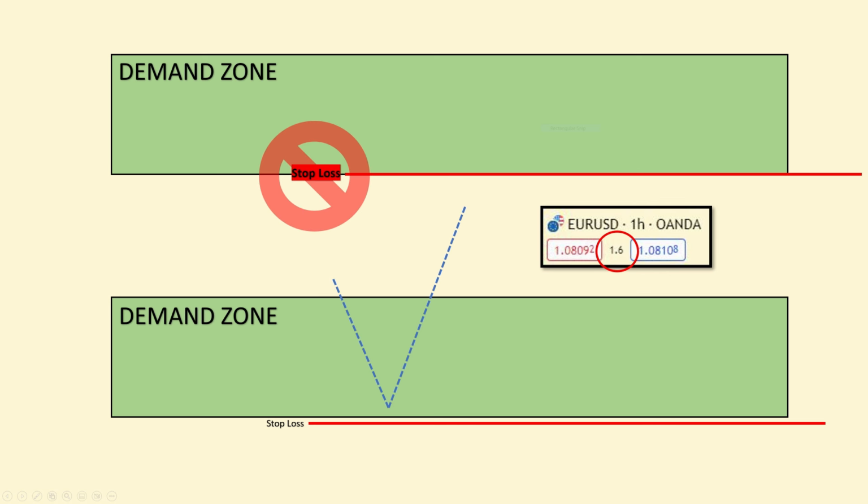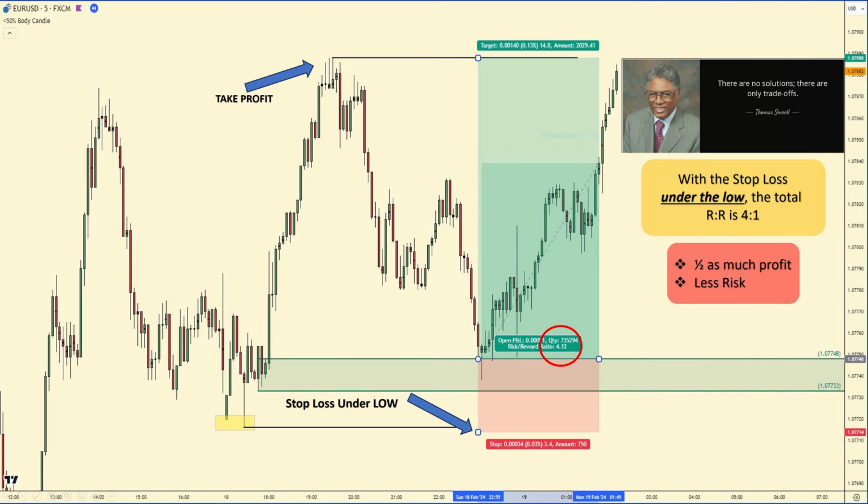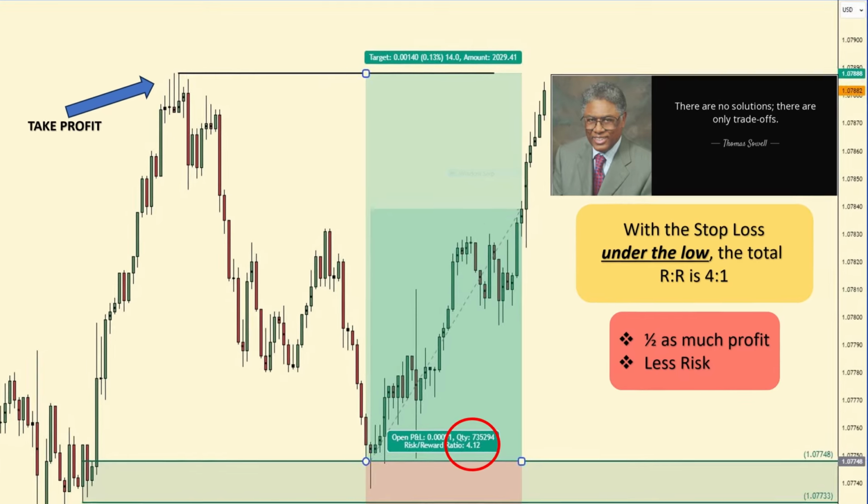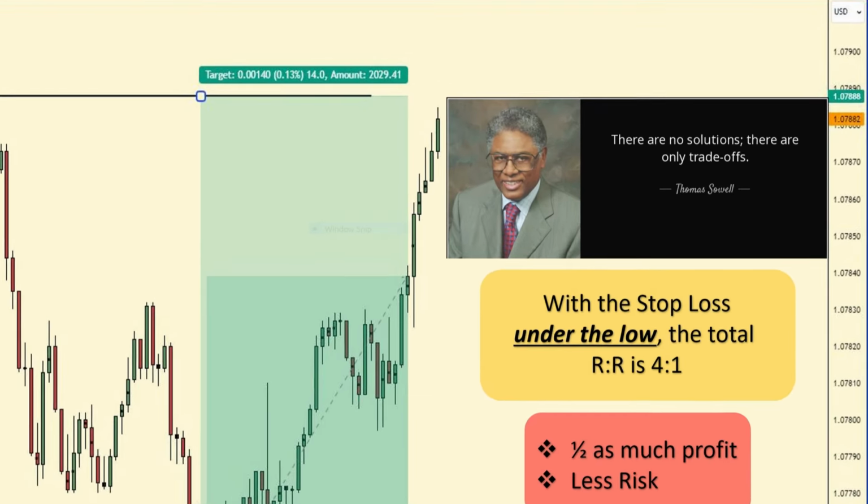Now, some people like to have a stop loss under the low. Depending on where the zone is located, a lot of times there will be a low of price just under or above your demand or supply zone, and a lot of traders like to have it underneath that low instead of underneath the zone, and that is fine. It essentially makes the trade more safe because you give it more wiggle room. But remember, there are no solutions, there are only trade-offs, as made famous by Thomas Sowell.